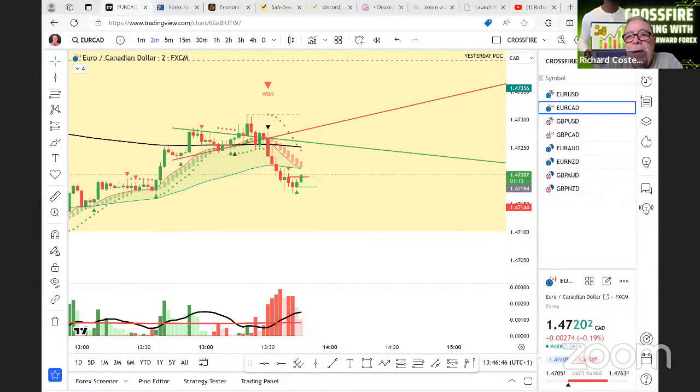So this is one of the problems with consolidation. If price is literally going up and down and up and down, moving sideways, you can get into a trade and immediately get taken out. That's one of the reasons why we don't get into trades when price is in consolidation. So I'm going to go back and share my TradingView chart.